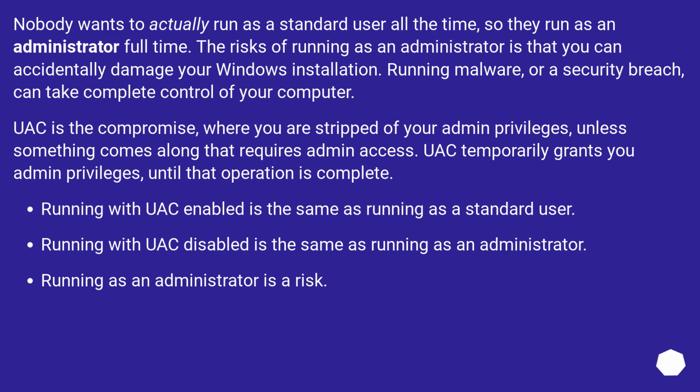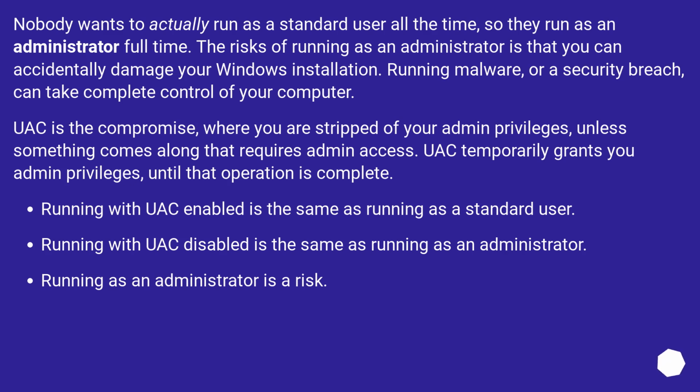The risk of running as an administrator is that you can accidentally damage your Windows installation. Running malware, or a security breach, can take complete control of your computer. UAC is the compromise, where you are stripped of your admin privileges, unless something comes along that requires admin access. UAC temporarily grants you admin privileges until that operation is complete. Running with UAC enabled is the same as running as a standard user. Running with UAC disabled is the same as running as an administrator.